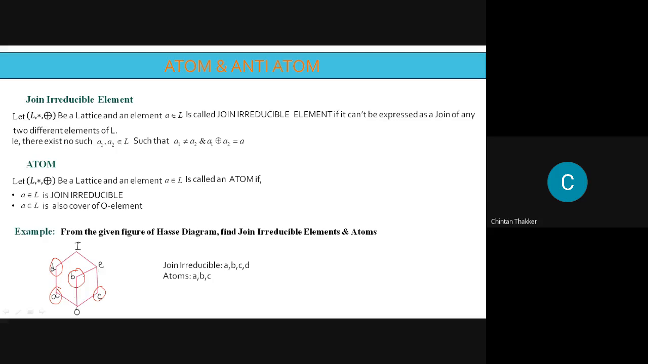At E we have two lines from the downside. So it is not join irreducible. Now if a join irreducible element is a cover of zero element, then that element is called atom. So here A, B, and C are called atoms because they are cover of zero element.